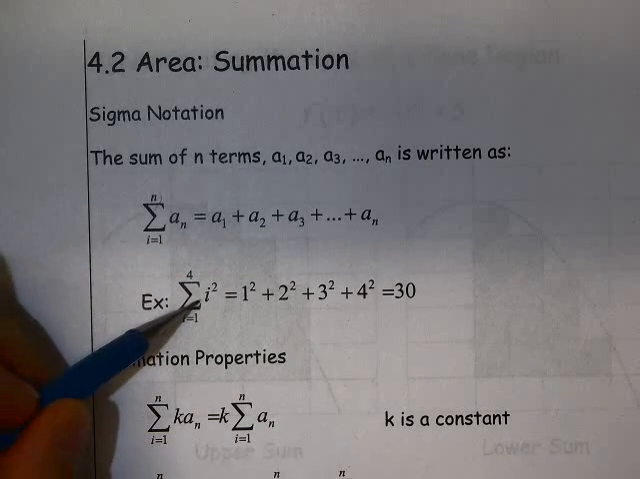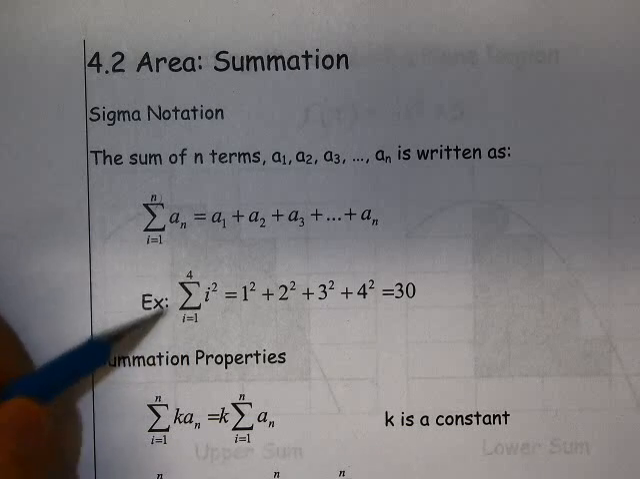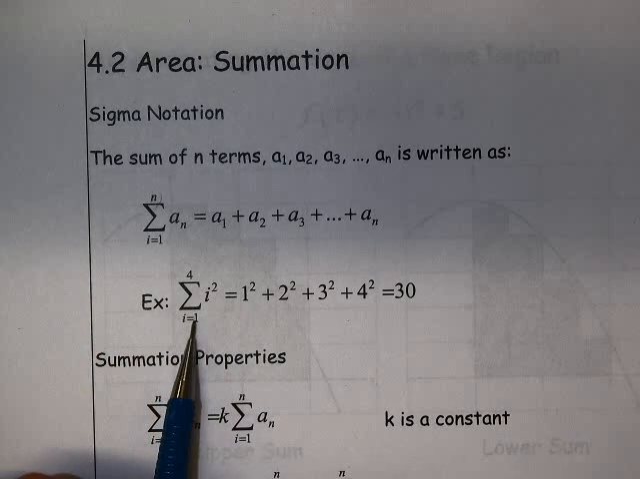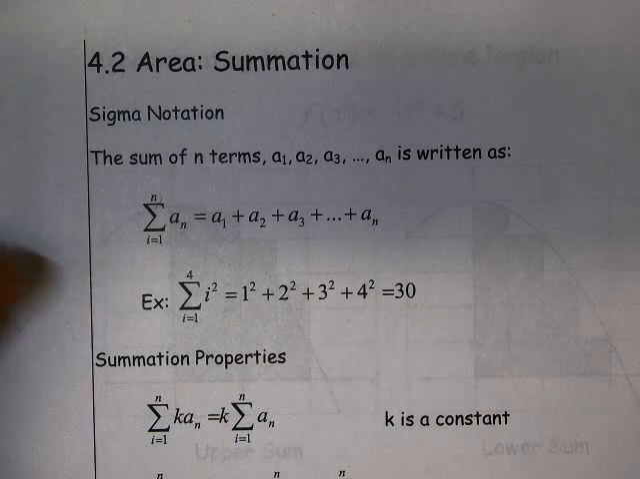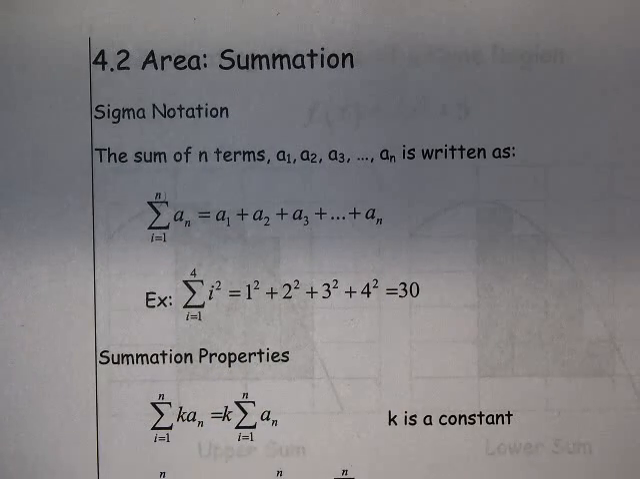Right. So as an example, if I have i squared and I'm summing up from i equals 1 to 4, that means 1 squared, then 2 squared, then 3 squared, then 4 squared. I'm adding all those up. And if I do that, I can just do the calculations. I get 30 here. All right.